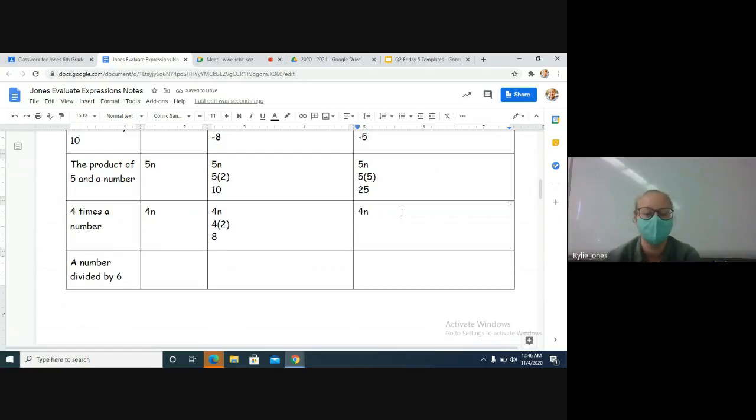Then we need to replace n with what number now? 5. We're replacing n with 5 this time. So we have 4, invisible multiplication with our parentheses, times 5, because we're replacing it with 5. What is 4 times 5? 20. Good.